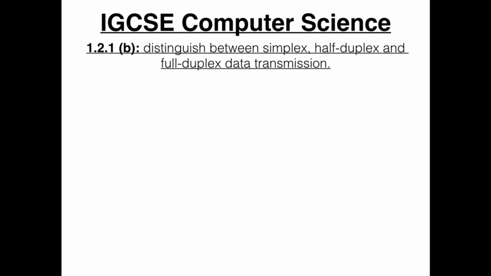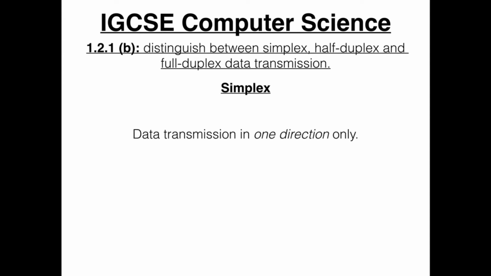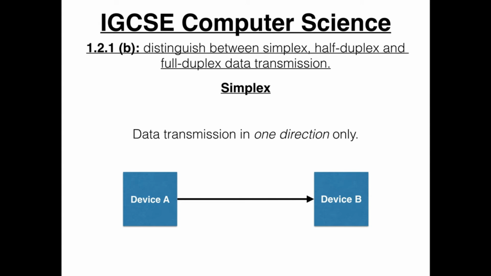IGCSE Computer Science, Syllabus Statement 1.2.1b: distinguish between simplex, half-duplex, and full-duplex data transmission. When we look at these three terms, we're talking about the direction of data transmission. Let's start with simplex. Simplex data transmission is data transmission in one direction only. Here's a diagram of that.